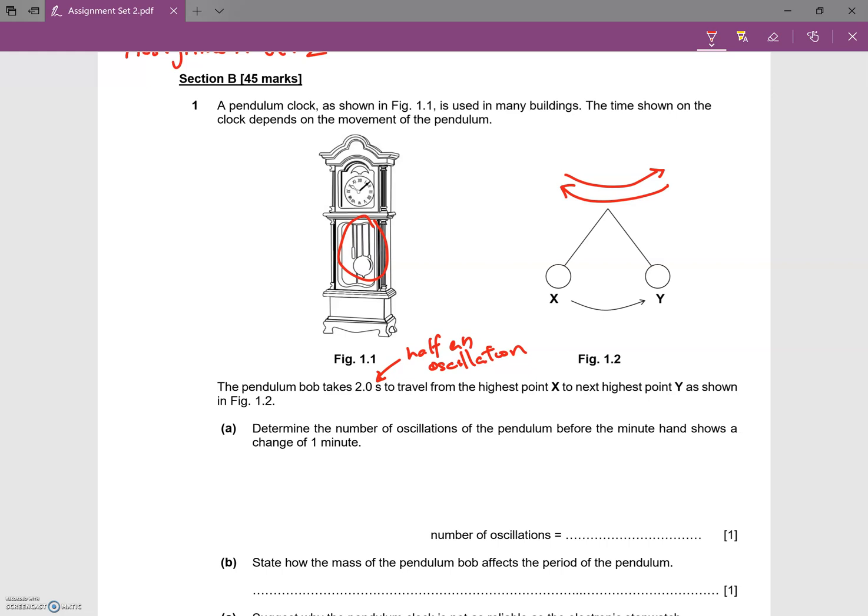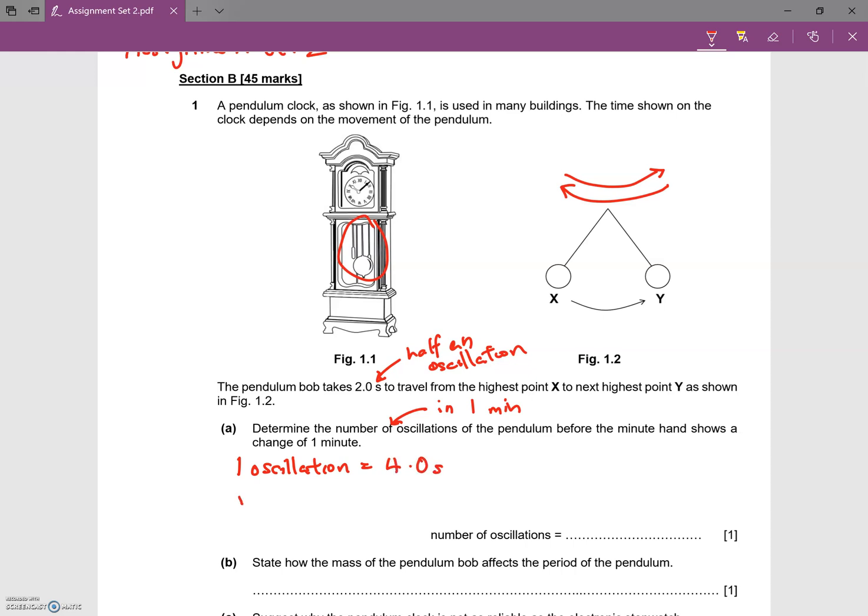So they ask you to determine the number of oscillations of the pendulum before the minute hand shows a change of 1 minute. So they are just asking you the number of oscillations in 1 minute. It is just what they're trying to ask you. So you know half an oscillation takes 2 seconds. So what it means is that one oscillation will actually take 4 seconds.